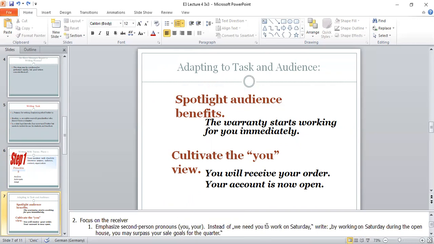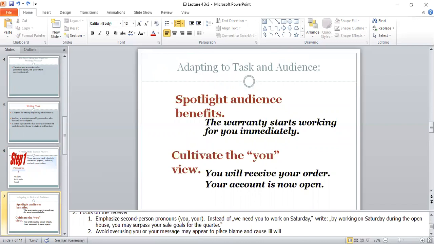Emphasize second person pronouns, you, your, instead of "we need you to work on Saturdays." Instead of saying this, you can write like that: "By working on Saturdays during the open house, you may surpass your sales goals for the quarter." Okay. And then avoid overusing "you," or your message may appear like putting blame, or it may cause ill will.